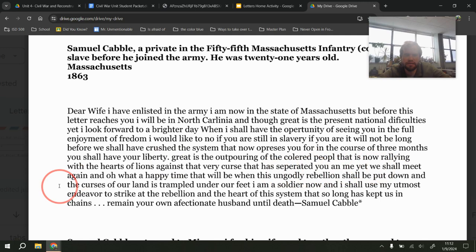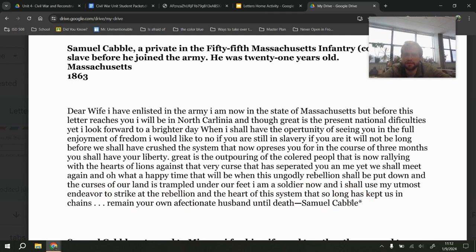Yet we shall meet again, and oh, what a happy time that will be when this ungodly rebellion, it's talking about the Civil War, shall be put down, and the curses of our land is trampled under our feet. I am a soldier now, and I shall use my utmost endeavor to strike at the rebellion and the heart of this system that so long has kept us in chains. I remain your affectionate husband until death, Samuel Cable.